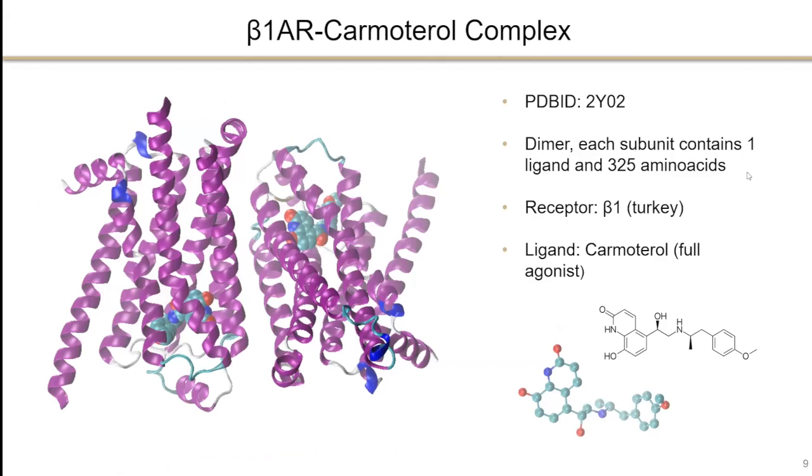Okay, now let me talk a little bit more about the system I studied. I studied the beta-1 AR carmoterol complex shown here. It is a dimer that has this PDB ID. Each subunit contains one ligand and 325 amino acids. The ligand in this particular case is carmoterol, which is a full agonist. The 2D structure is shown here, and hopefully it's not too difficult to see, but the ligands are also shown there in the protein pockets.